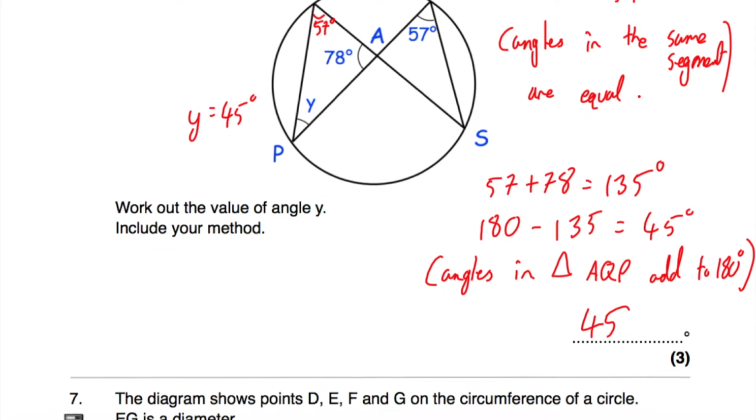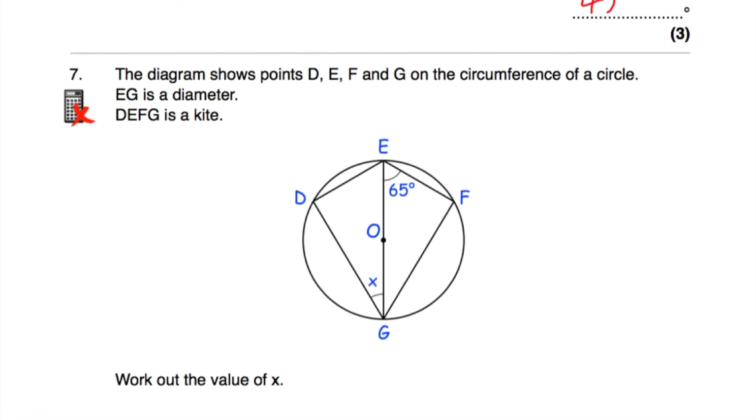Okay, let's have a look at our next question, question number 7. So question number 7 says the diagram shows points D, E, F, and G, on the circumference of a circle, and O is the centre of the circle, and we're told that EG is the diameter of the circle, and that points D, E, F, and G form a kite.